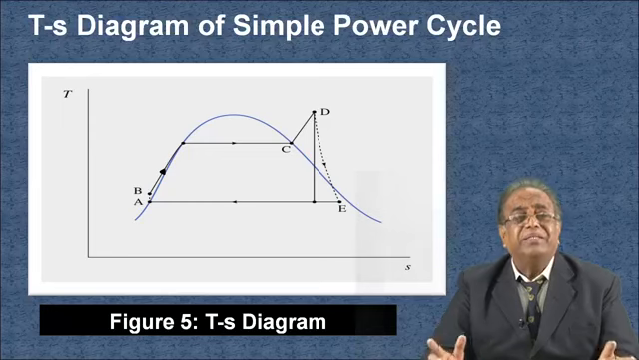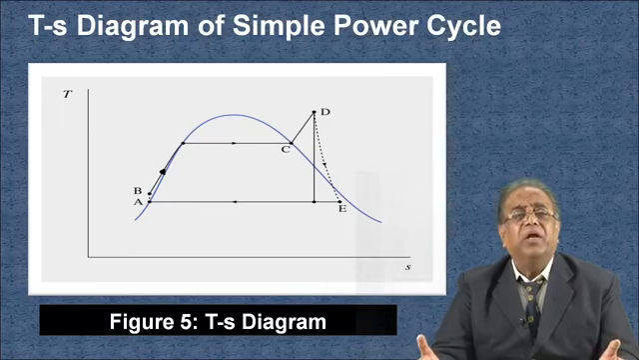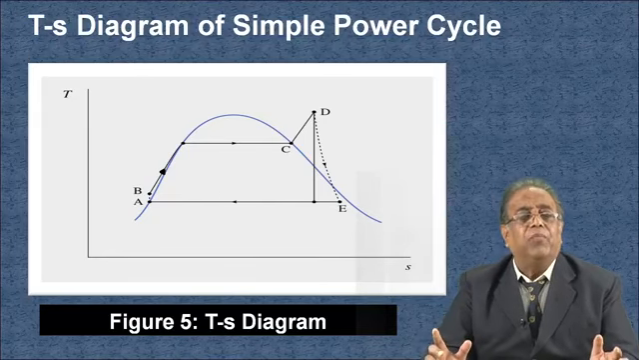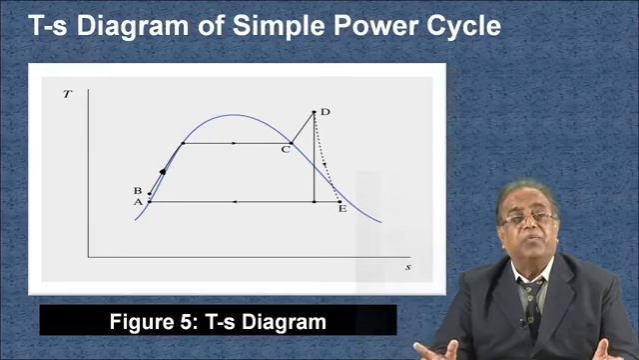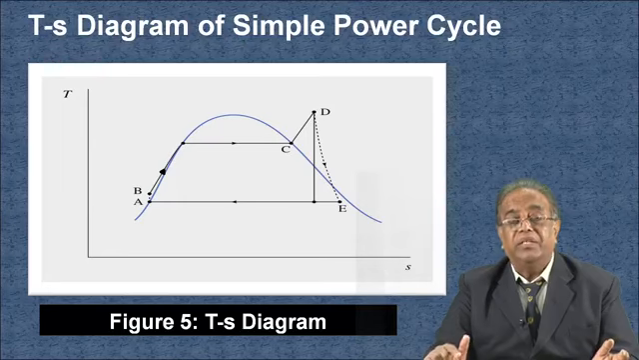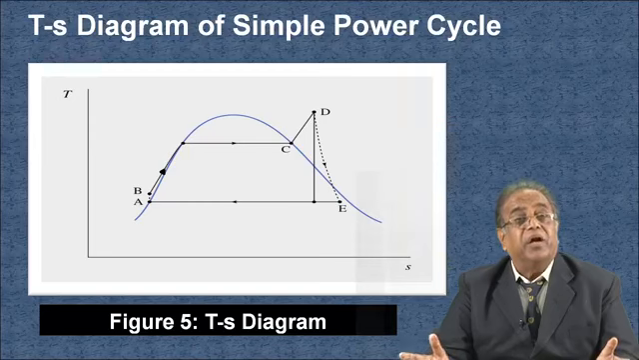Now, this is another TS diagram. Here, the same thing applies: A to B is the pump work, and B to C up to D is the process occurring in the boiler. But there is a vertical line from D to the point connecting to the horizontal line in the cyclic process. The vertical line represents the isentropic process, that is, the entropy is constant.